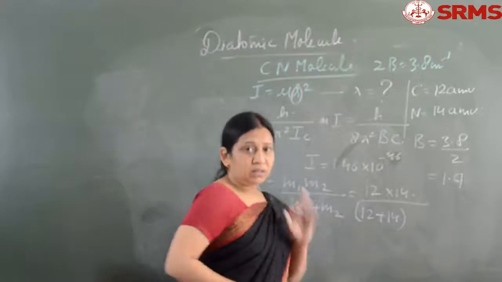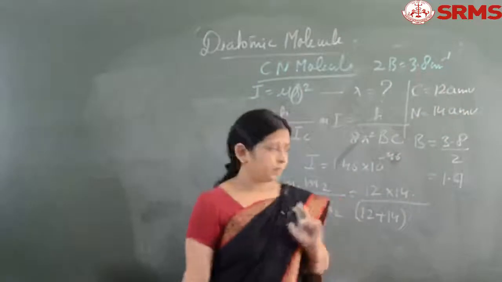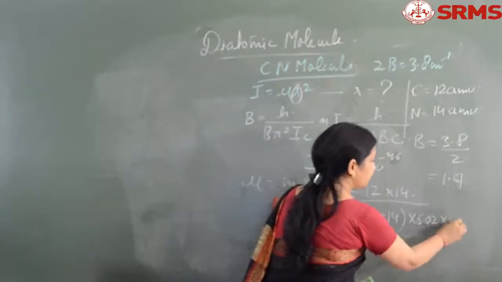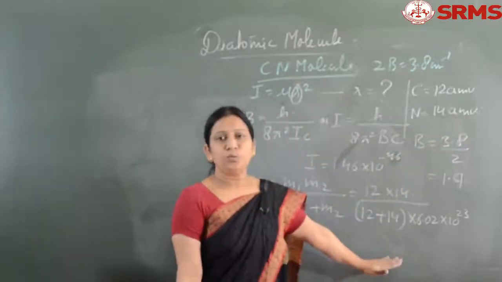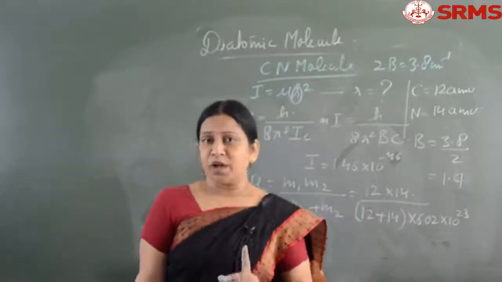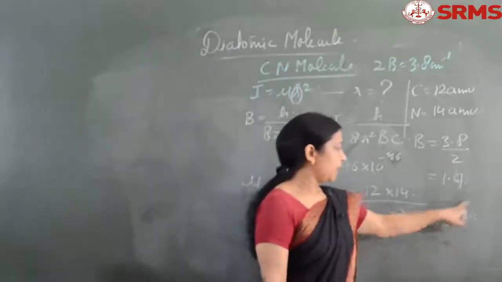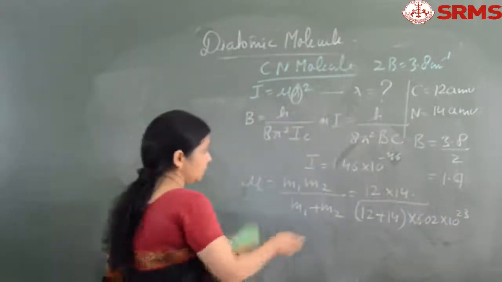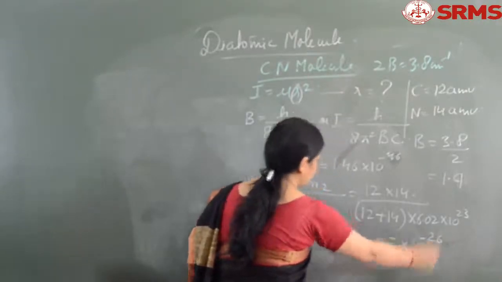Now one thing to remember in these numericals is, when the mass is given in amu, then in the denominator I have to multiply it by Avogadro's number. And if the mass is given in kgs, then directly I have to put it in kgs. I am not going to multiply the denominator by Avogadro's number. So you have to remember this. If the mass is given in amu, then I have to multiply it by Avogadro's number. If the mass is given in kgs, it is not required. So if I calculate this value, it comes out to be 1.07 into 10 to the power minus 26.